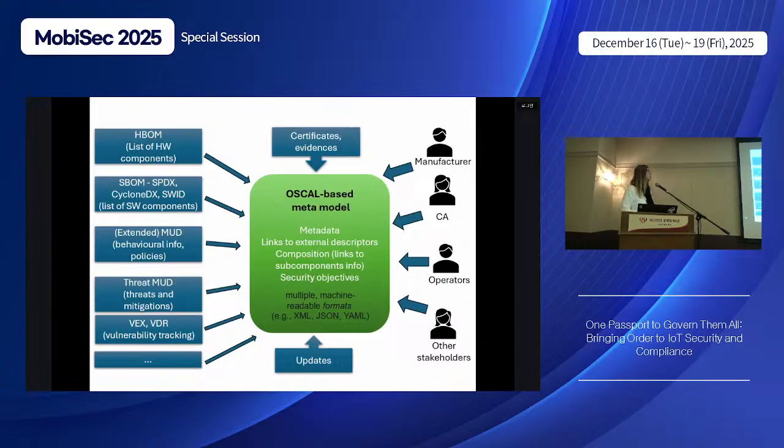The idea is not to embed all the information directly in the OSCAL models, but to use links to the external information. Why? First, because the majority of these external information types already have a standardized format. For example, SBOM has CycloneDX or SWID tags or SPDX, so we don't want to reinvent the wheel. And also because if something changes, and security is quite variable, if we detect a vulnerability, we don't want to regenerate the whole passport. We just focus on the external source.